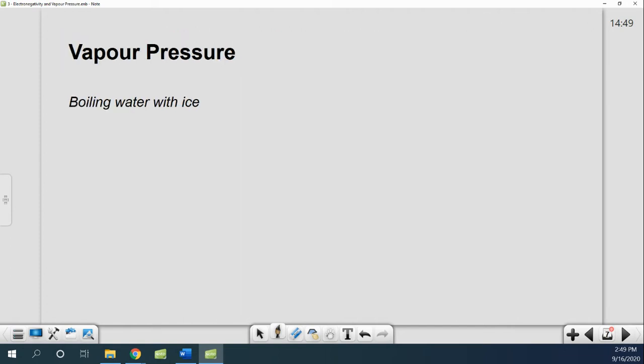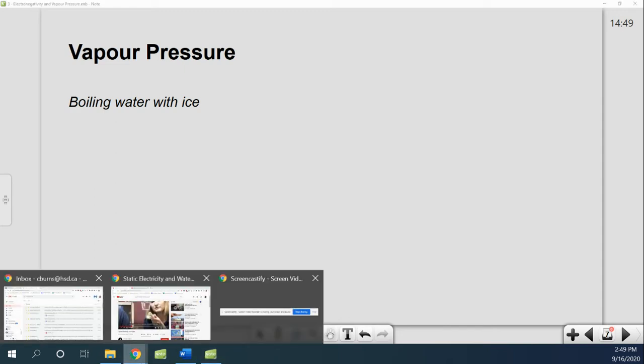All right, on to vapor pressure. Now, let me start by showing you guys a little something cool. How to boil water with ice.